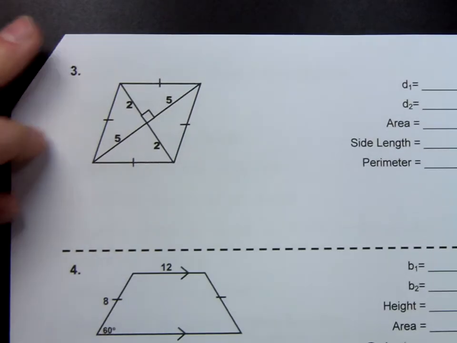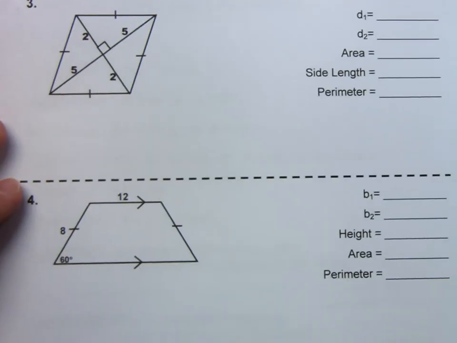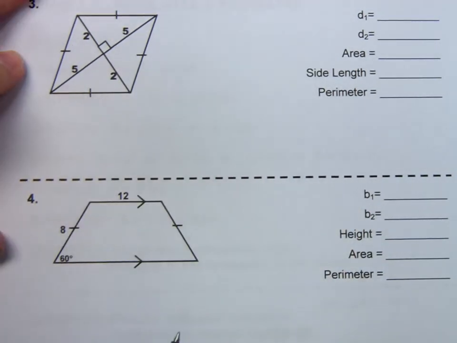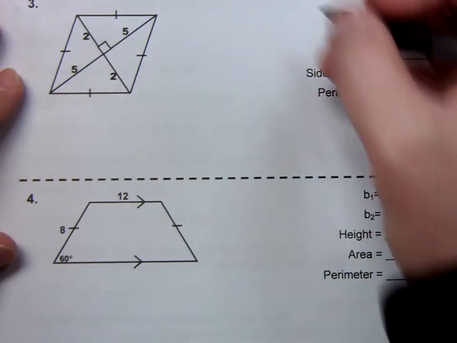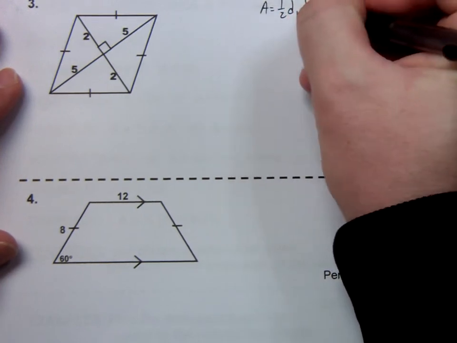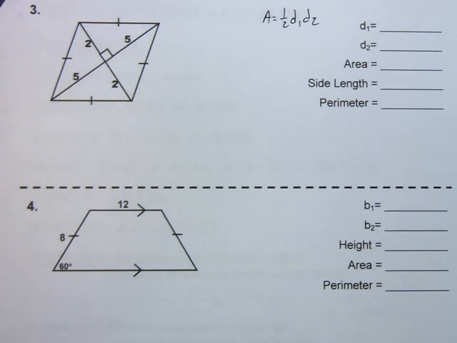Alright, looking at number 3. You'll notice that all the sides are congruent, so I'm identifying this as a rhombus. So for the formula for the area of a rhombus, we do 1/2 times diagonal 1 times diagonal 2. So we're going to need to find the length of the diagonals. That should be easy right here.